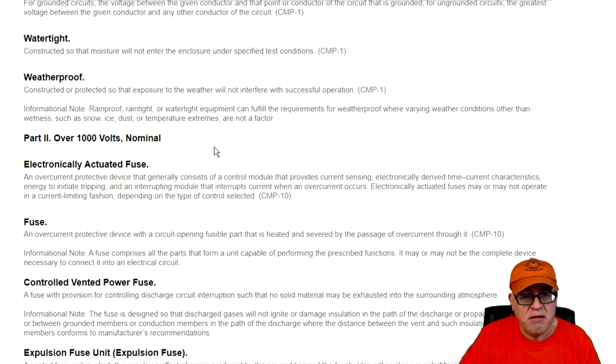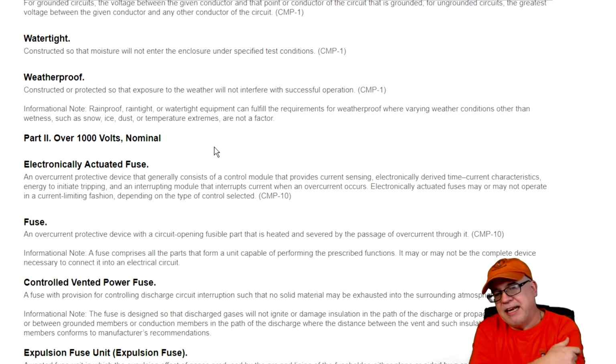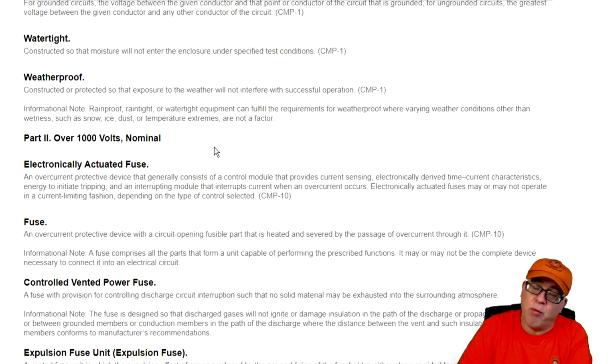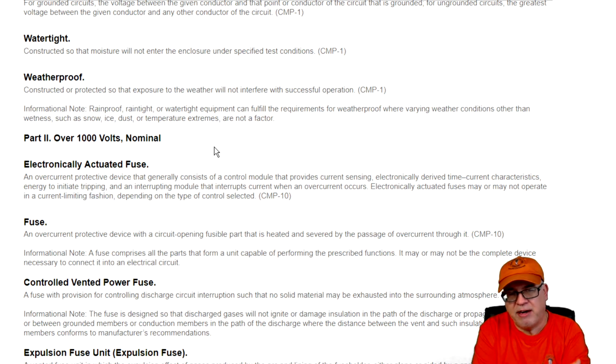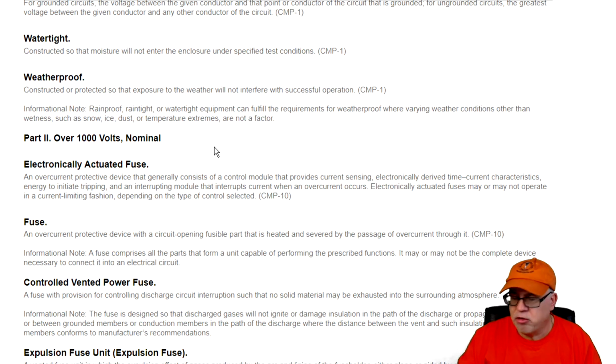Now, watertight, again, is a condition where moisture will not enter the enclosure under specific conditions, period. Weatherproof is different. Weatherproof is just proofing it for weather. So it's exposed to the weather outdoors, and it will not interfere with its operation. Doesn't mean it's not going to have weep holes and water can get in there. It could be weatherproof and watertight, but chances are it's either going to be weatherproof or watertight or even rain tight, depending. So make sure you look at all these definitions routinely.